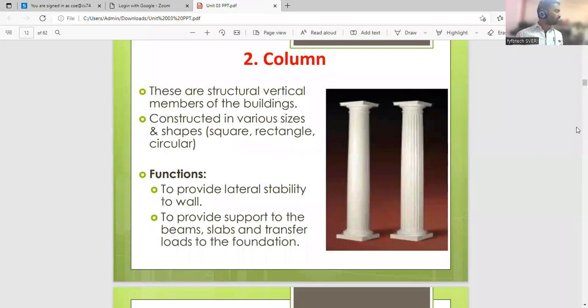The structure is divided into two parts: substructure and superstructure. What is substructure? The part of the structure which is below the ground level is called the substructure, and the part of the structure which is above the ground level is called the superstructure. Is it correct, all of you?